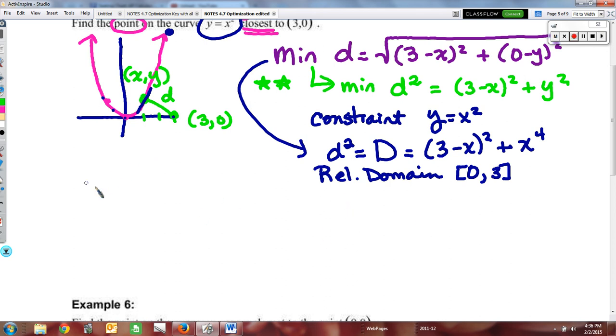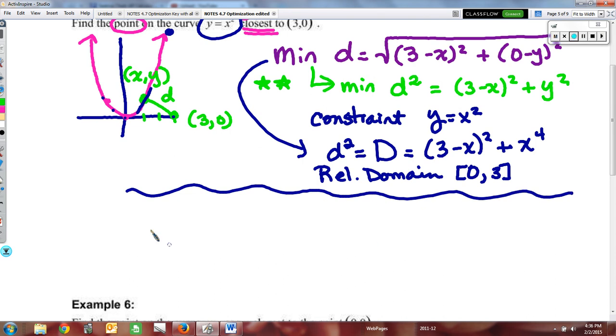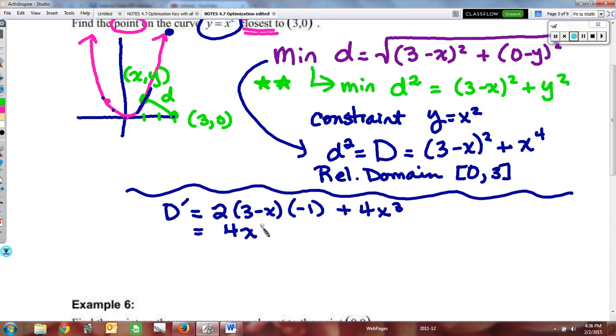All right, so now we're ready to actually do the calculus part. We're going to take the derivative of big D. I could have multiplied this out, but I can use product rule. That's pretty easy with a chain rule. 2(3 minus x) times, don't forget chain rule, derivative of negative x, which is negative 1, plus 4x cubed. I'm going to simplify my derivative so that it's something to work with. 4x cubed, and then we have 6 minus 6, and then minus 2x plus 2x minus 6.